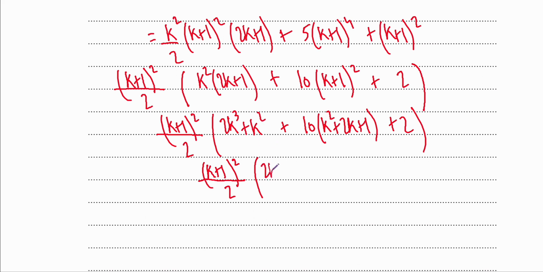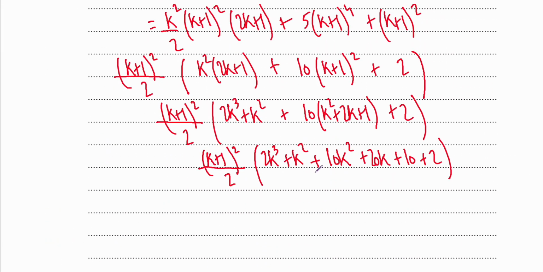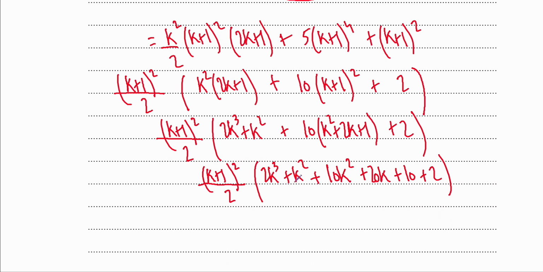So I have 2k cubed plus k squared plus 10k squared. And see, this is the thing about induction, because you already know what you're going to get at the end of the day. You already know that you want to end up having a k plus 1 wherever there's an n inside the original formula. So you literally know what you're going to get. You just have to get there and show that you're actually getting there.